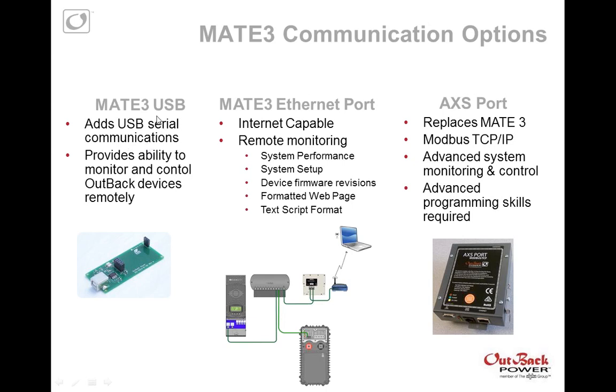They want to do control. The easiest way to do control is probably with the Mate 3 USB card, which plugs into the back of the Mate. Just open that up and plug this in. There's a little knockout that you pull out, and it allows you to monitor and control Outback devices remotely. So this is a simpler way to do it. There are around 50 commands you can do, read and write commands. They're just ASCII commands, something you can do with a very easy program, like a quick BASIC program or something like that.